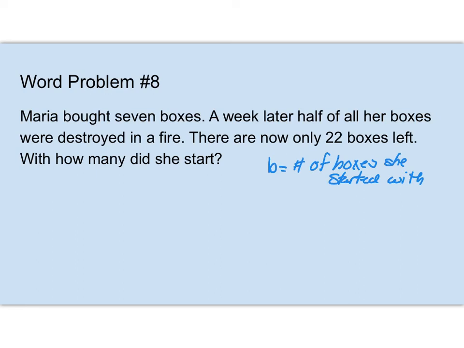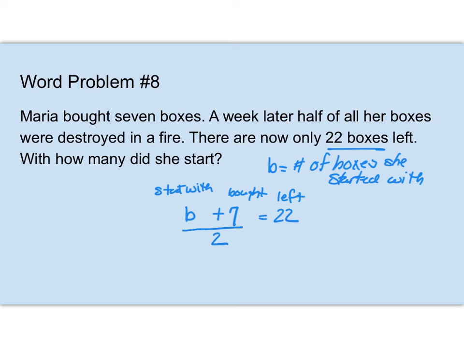So she had 22 boxes left after a fire. She bought 7 boxes. So this is what she had left. This is what she bought. We want to know, what did she start with? So she started with some number of boxes. She bought 7, so she started with some number. She bought 7, and then there was a fire which destroyed half of all her boxes. That means whatever she had got divided by 2.